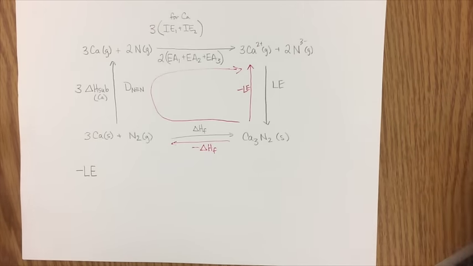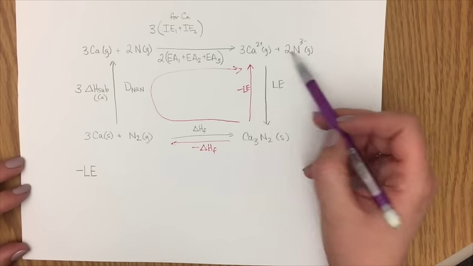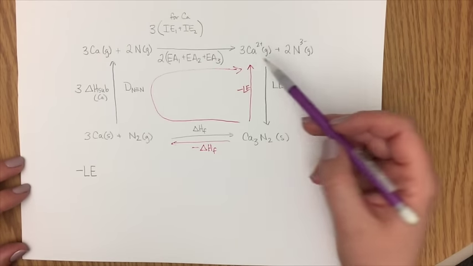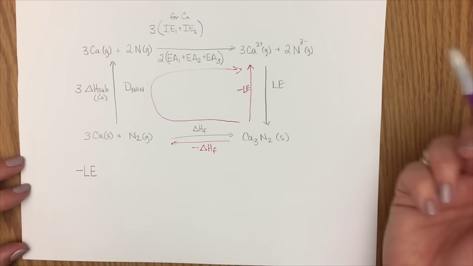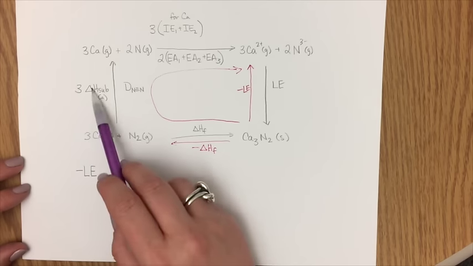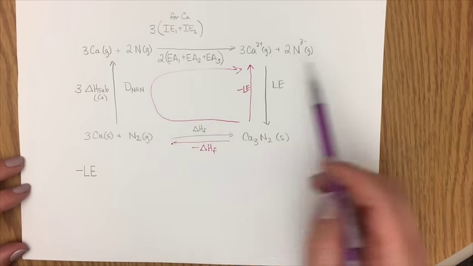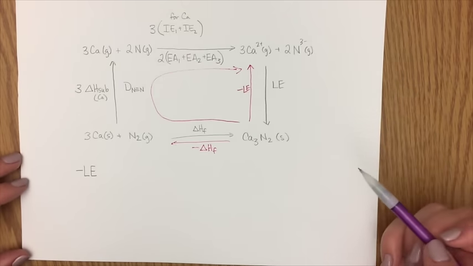Why would somebody do this, you ask? The reason is we don't normally have gaseous ions floating around, and so it's actually difficult to figure out what this lattice energy is. On the other hand, we know very well what the delta H of formation is. All of these other things are easier to measure. And so it's common for us to know those values but not know the lattice energy.